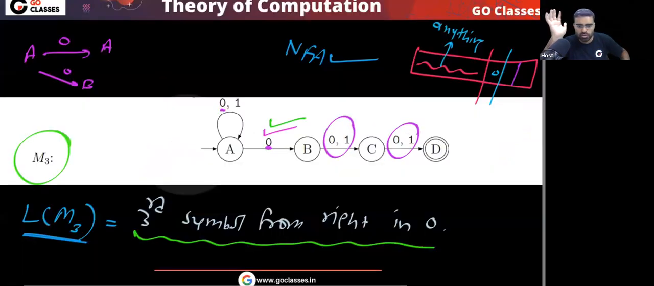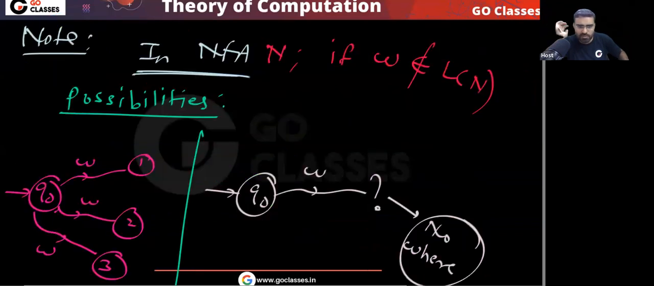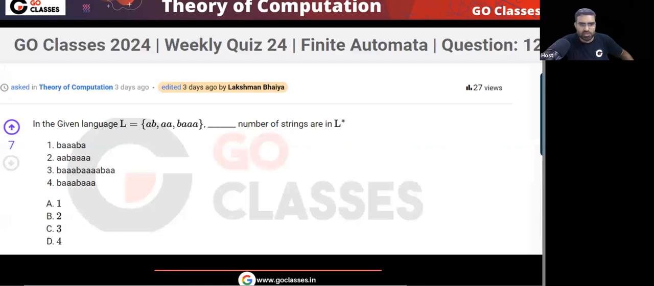Okay, let's move on. So this is the complete analysis of this question. A very, very simple question, but students make it complicated. Now let's see this question. This type of question we have done, right?